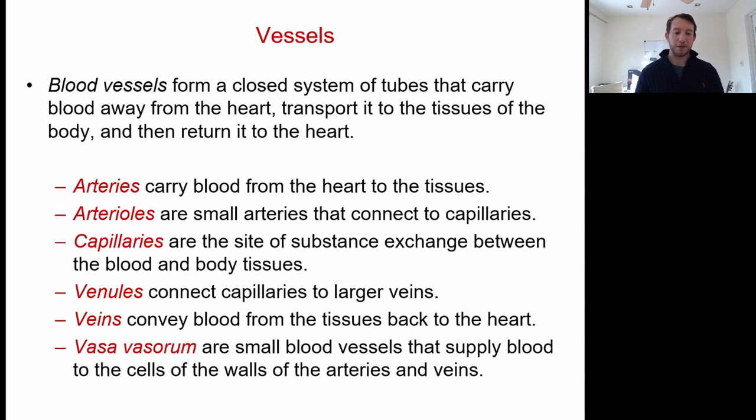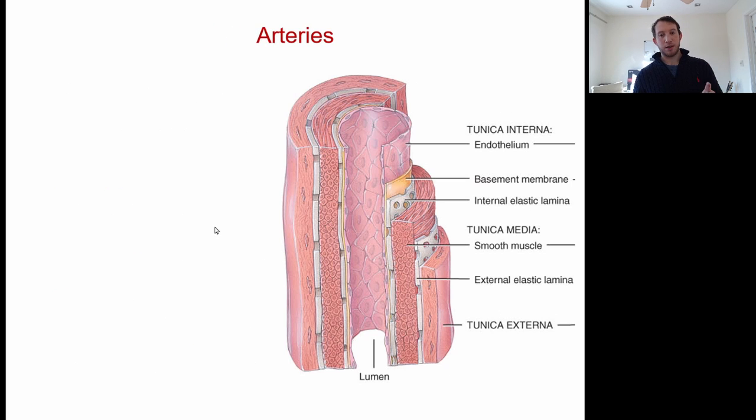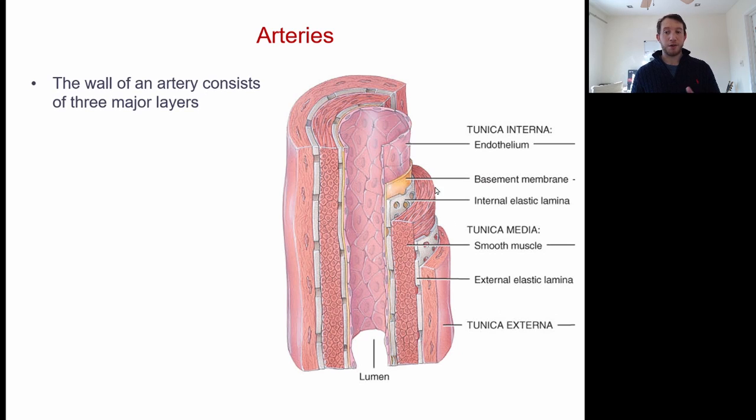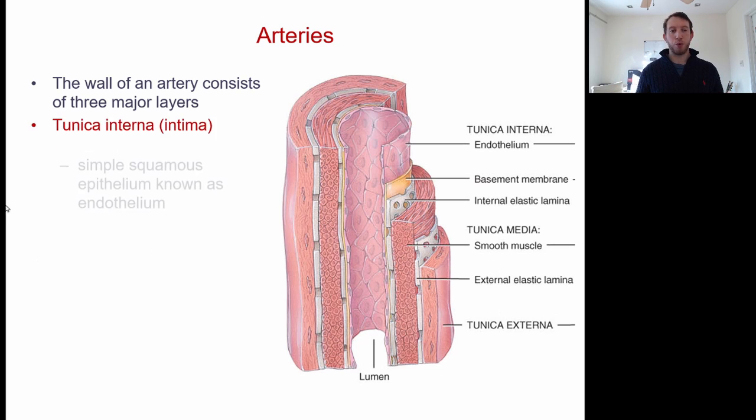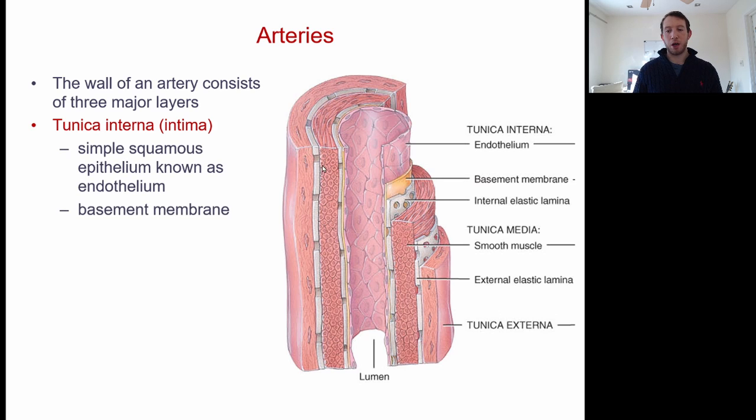Okay, we also have a vasa vasorum, which are the blood vessels that supply the cells inside the blood vessels. Now, arteries are very, very pressurized vessels. They consist of three layers. We have a tunica interna, media, and externa. So the interna is basically endothelial. The tunica media is more smooth muscle, and that muscle there is to contract and really push the blood through the artery. Now, you also have an elastic lamina.